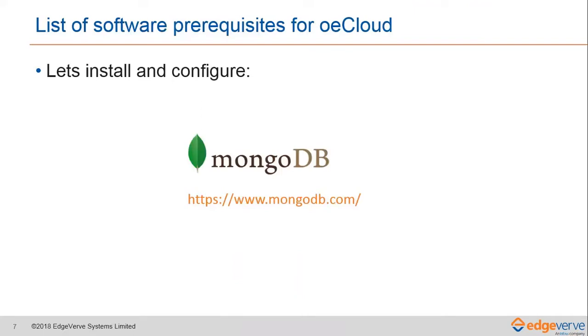MongoDB is a free and open source cross-platform document-oriented database program, and it is often classified as a NoSQL database. MongoDB uses JSON-like documents with schemas which are stored in the form of collections. This is the home page of MongoDB. That's where we could access the installer.